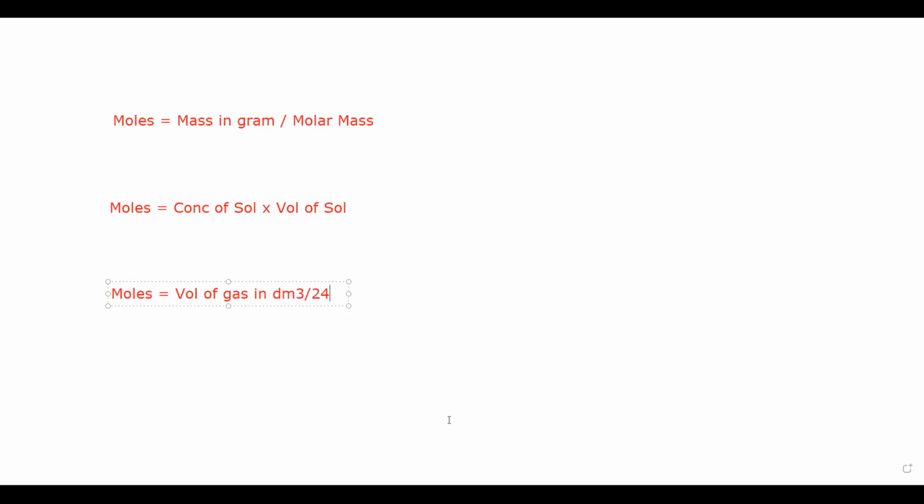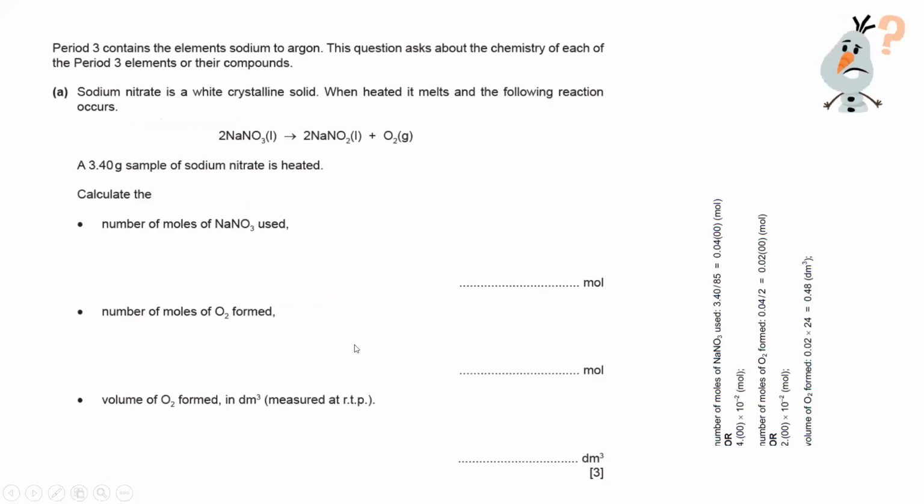The second way to solve the moles question is by using the ratio. As you can see here in this one, we have sodium nitrate, which is a white crystalline solid. When it is heated, it melts, and the following reaction occurs. Sodium nitrate turns into sodium nitrite plus oxygen. They give us 3.4 grams of sodium nitrate that is heated. We have to find the moles.